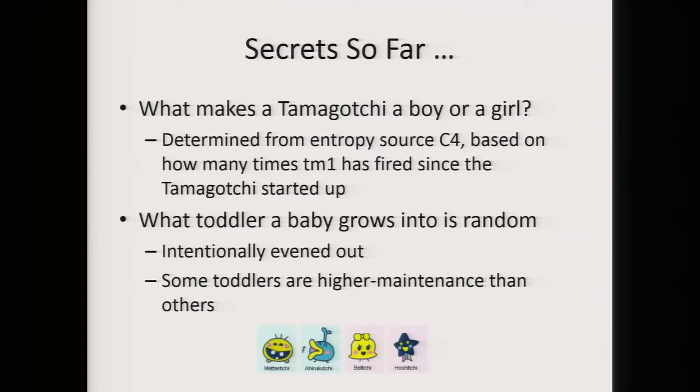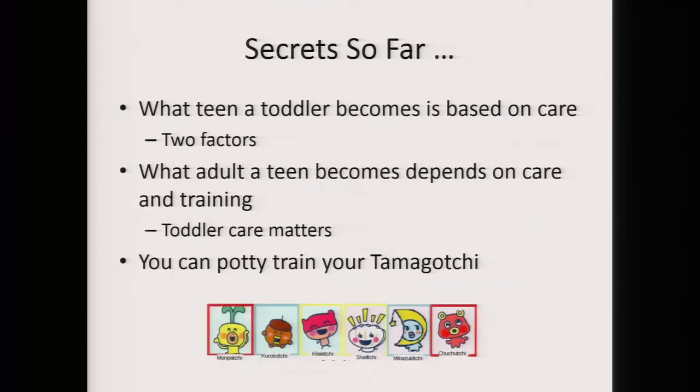Also, I found out, you start off with a baby Tamagotchi that grows into a toddler. And I found out that this is completely random, except sometimes it's evened out. So basically, if you had one toddler last time, it's more likely than not you'll get a different toddler the next time you raise a Tamagotchi. What I also thought was fun was that some toddlers are higher maintenance than others. Some you hardly need to care for them and they'll become the best teenager. And some you got to care for a lot, and it doesn't even seem to have an effect.